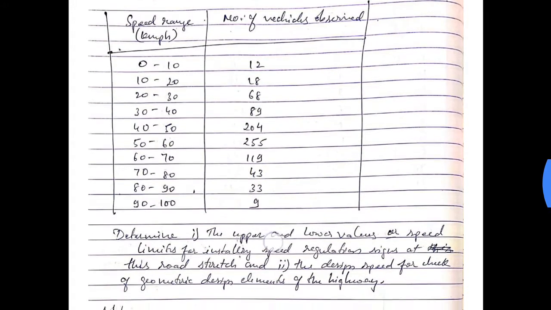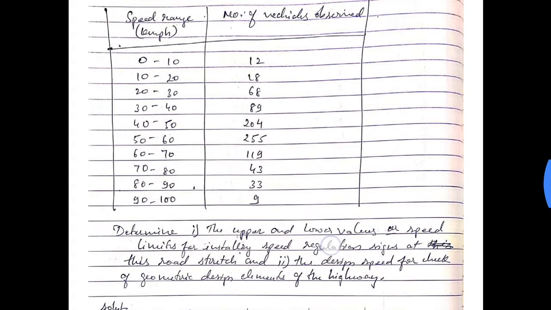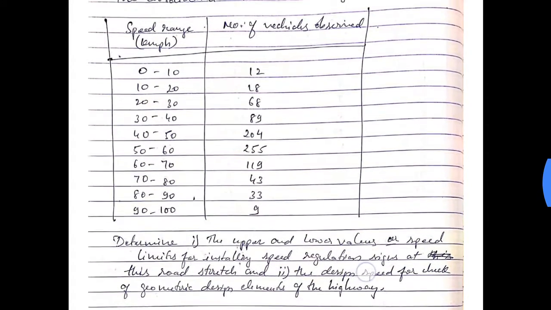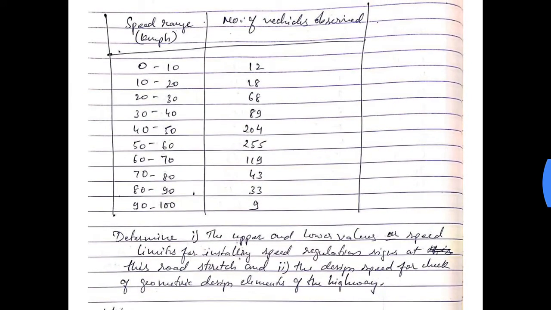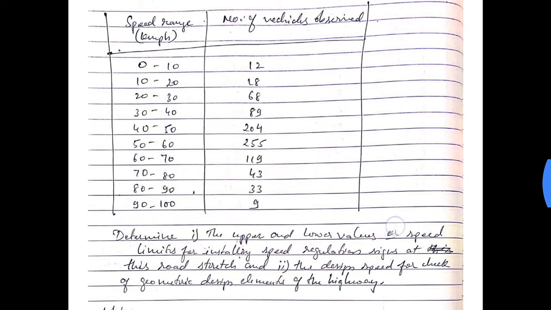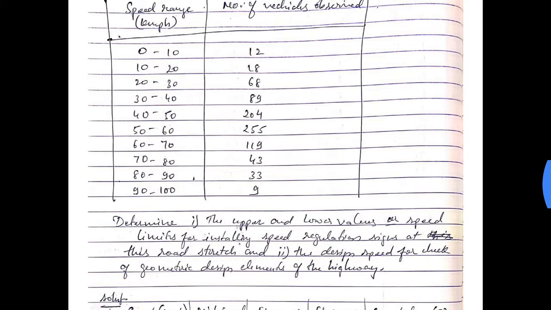Determine the upper and lower values or speed limits for installing speed regulation signs at this road stretch, and second, the design speed for check of geometric design elements of the highway. So we need to find the upper and lower values of the speed. We need to provide speed limits for vehicle operation on roads. There should be a lower speed limit and an upper speed limit. We need to find out what those values are, and also the design speed for that road.